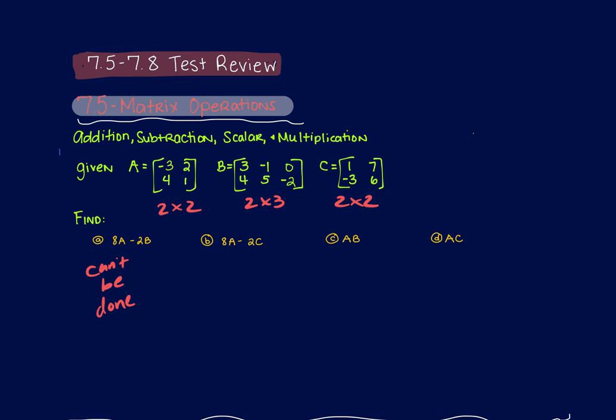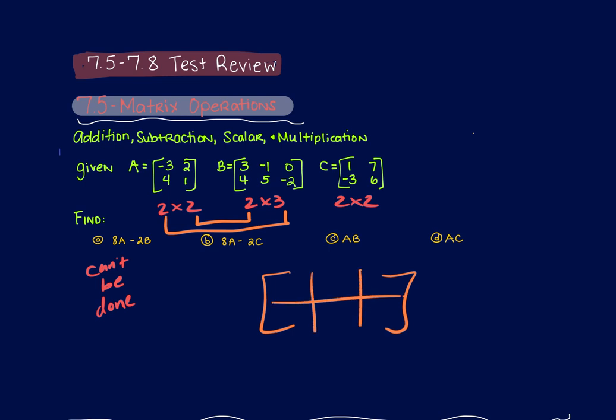Addition and subtraction you can only do if the matrices have exactly the same dimensions. Multiplication has to be the inner two matching, and the outer two are the dimensions of your answer. So if you go to B, you can do A and C because they have the same dimensions. Now you're multiplying: A and B, the inner two are the same, so it can be done. The outer two are the dimensions of your answer, so a 2 by 3 would be the result of A times B.